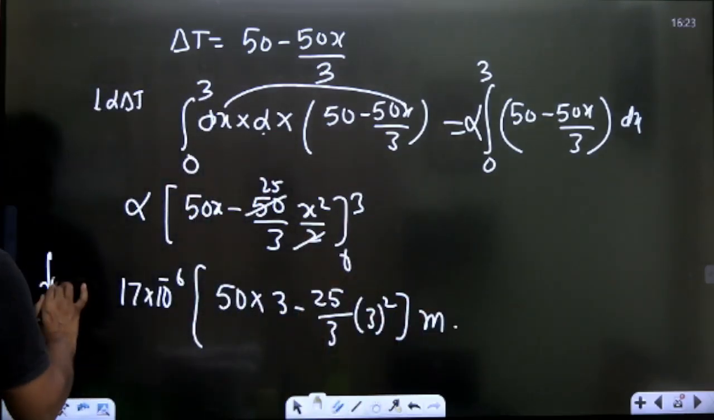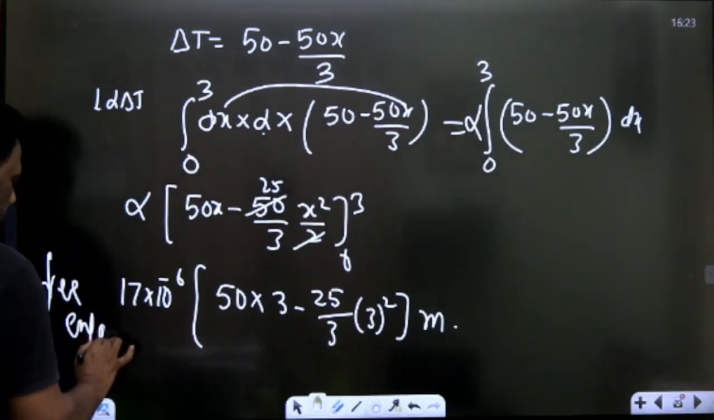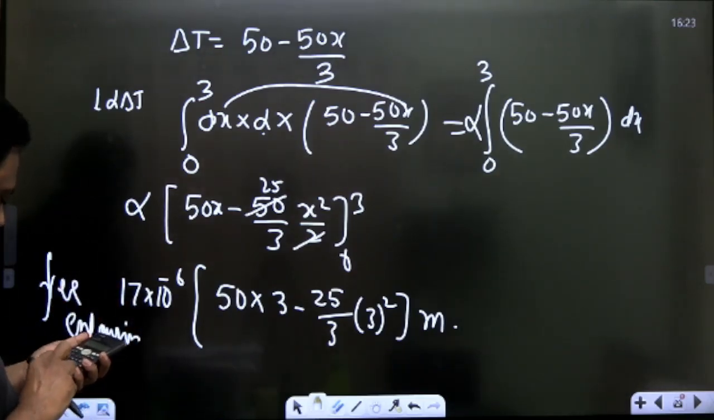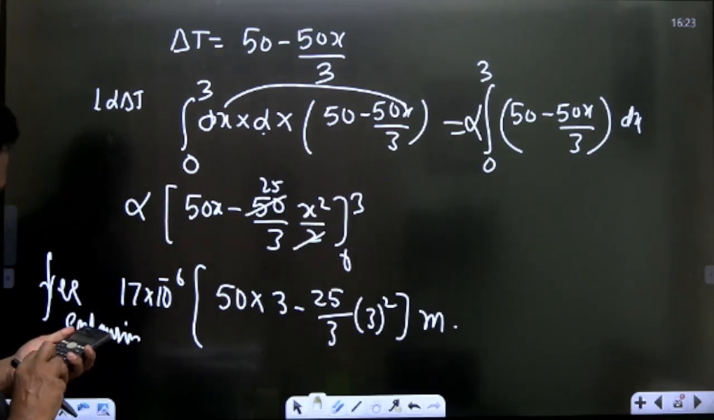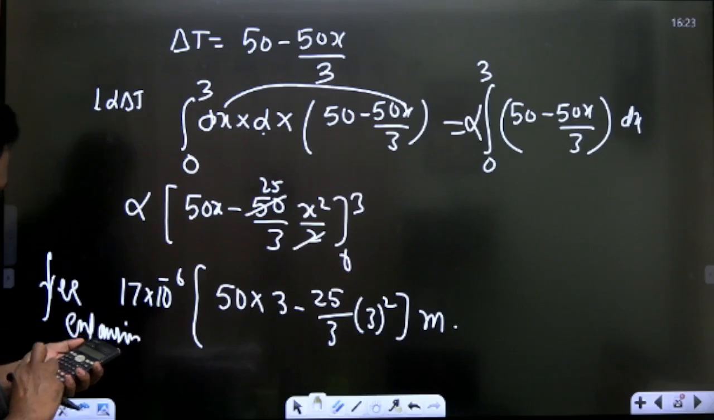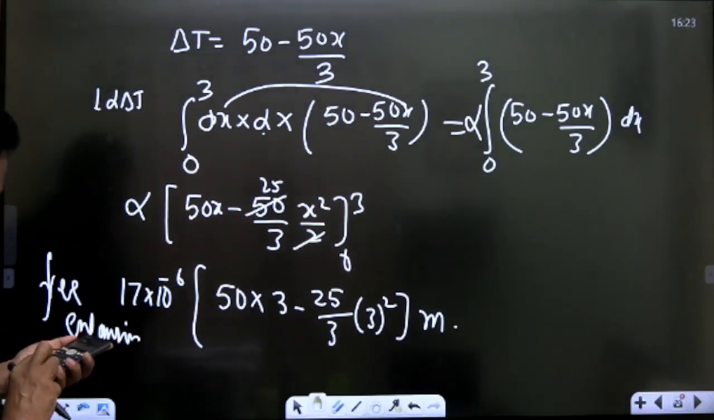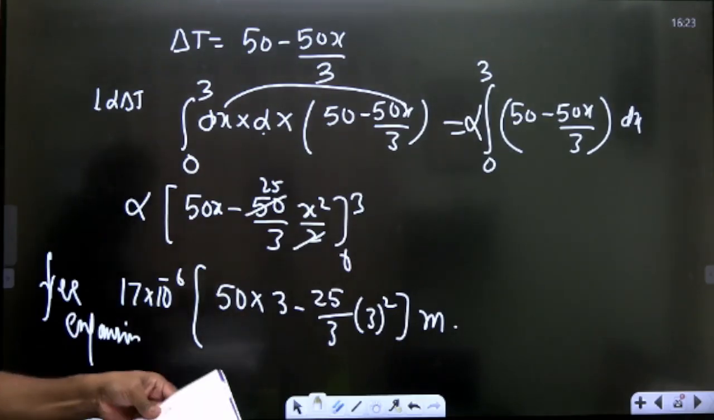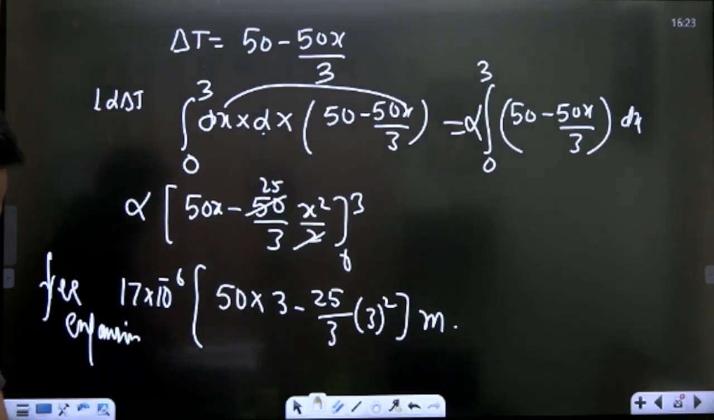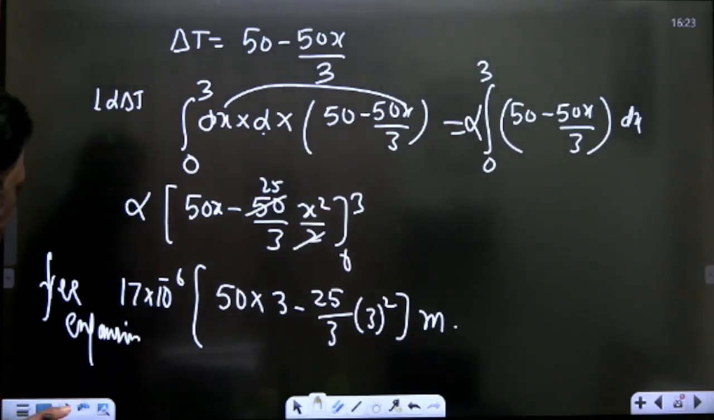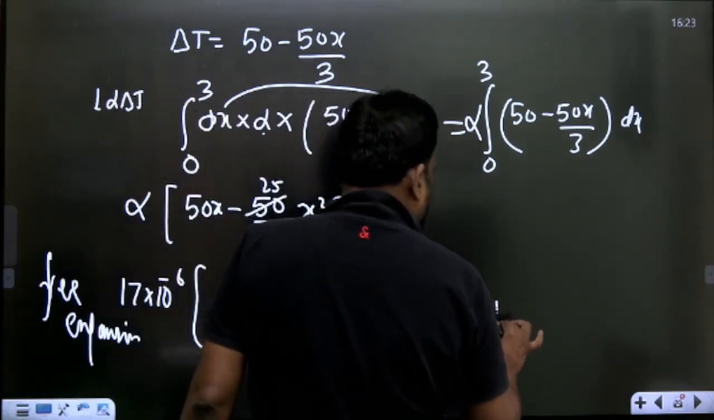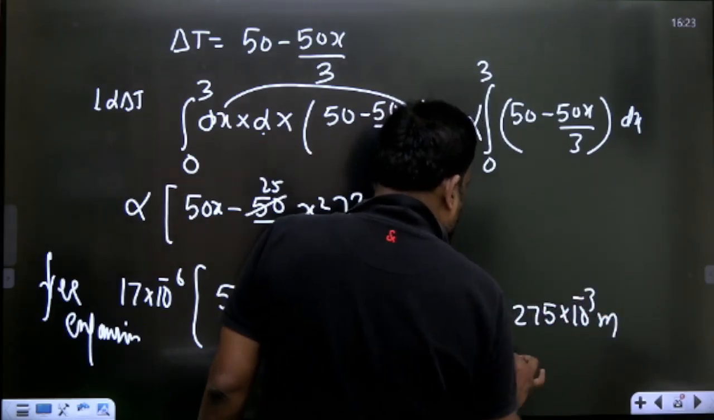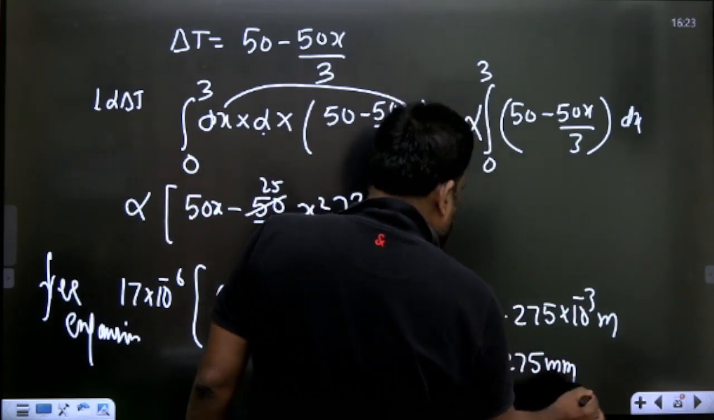This is the free expansion. Total free expansion. Let me calculate, sir. 25 into 9 by 3 minus 150. How much is it? Let me check once. 1.275 mm is correct. So it will be 1.275 into 10 power minus 3 meter, or 1.275 mm is the right answer.